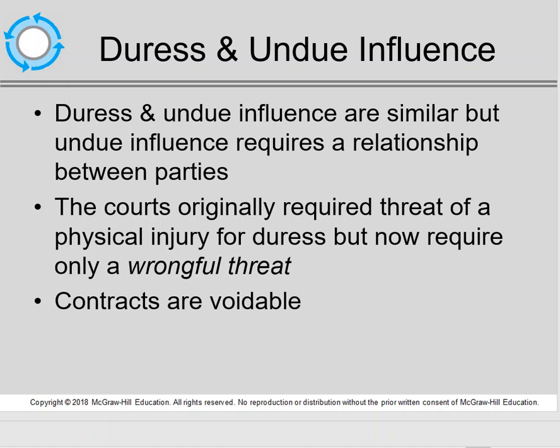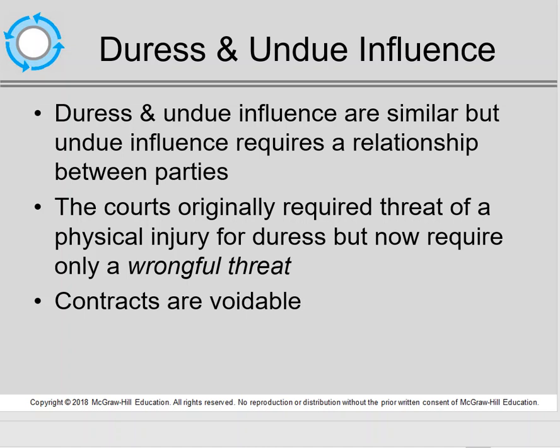In order to prove duress, the plaintiff must prove that the threat was actually wrongful. Therefore, threats such as driving a hard bargain to get a better financial deal, or threats of a well-founded civil suit, are not wrongful, and if it's not wrongful, it doesn't rise to the level of duress. If you can prove duress, then the contract is voidable.